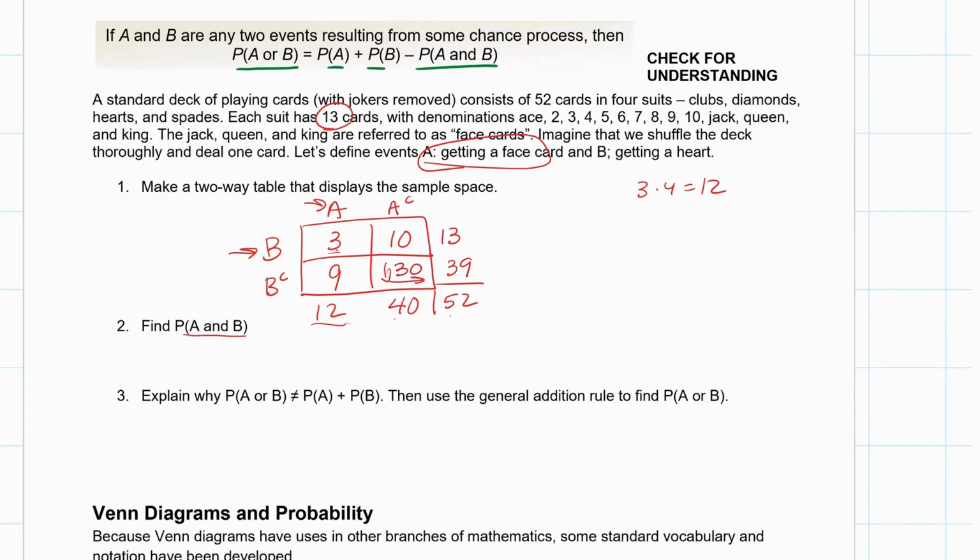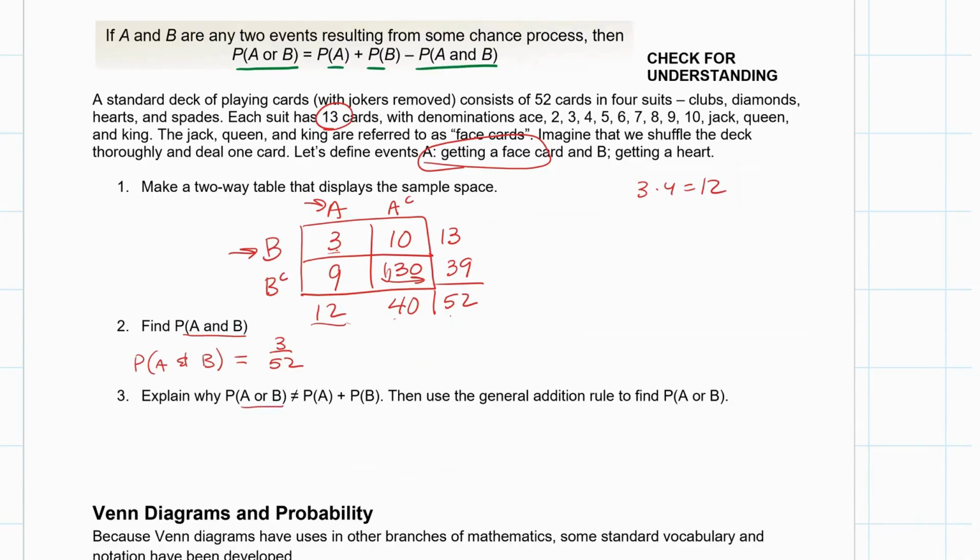What's the probability of A and B? Well, the probability of A plus the probability of B minus the probability of A. Oh, I'm sorry. Got ahead of myself. I was doing the probability of A or B. The probability of A and B is 3/52. Sorry about that.